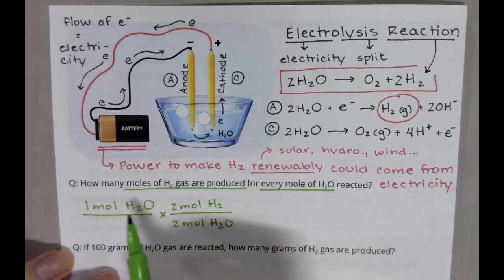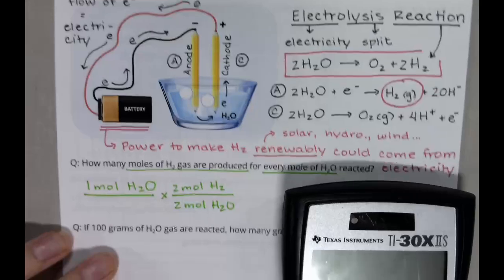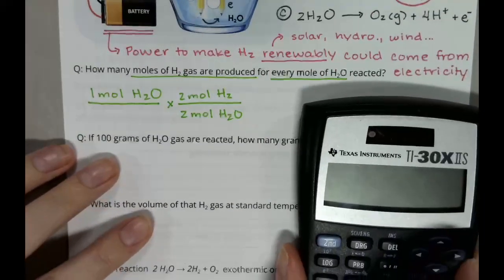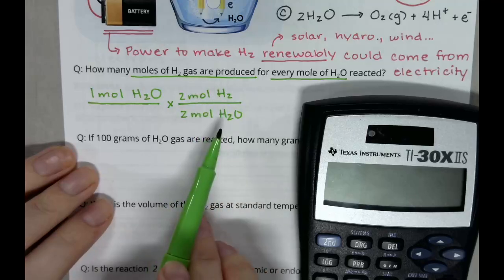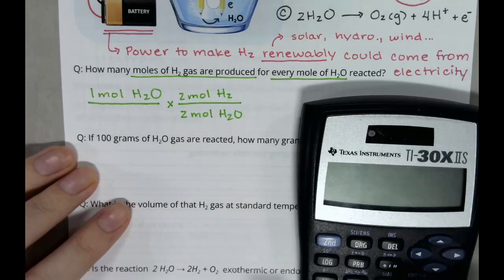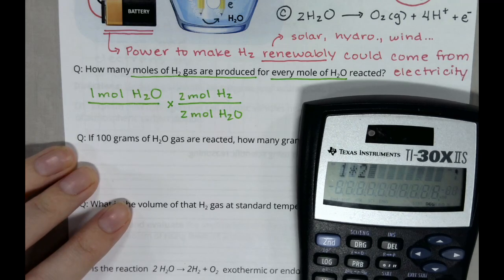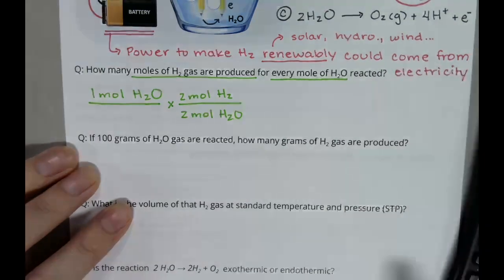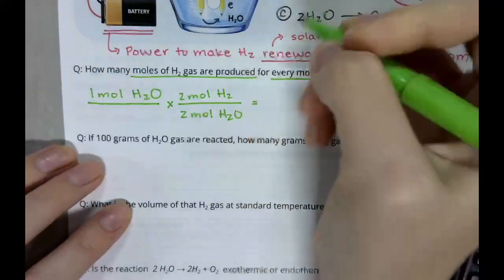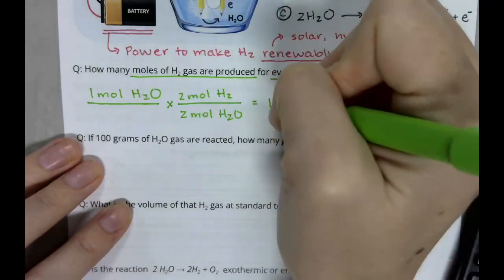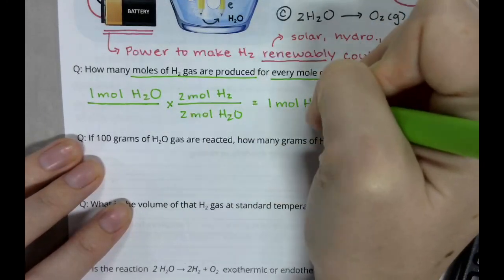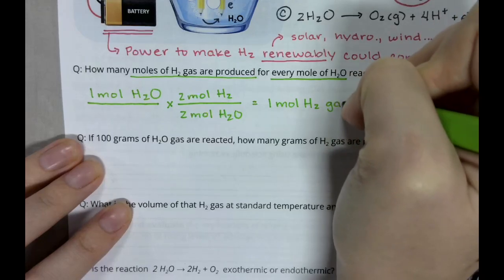Okay? So this is pretty simple math. I'm going to pull out the calculator anyway, just to give myself a little practice with this. But to do this, we can multiply across and then divide by whatever's on the bottom. So 1 times 2 divided by 2. I'm betting that most of you can do this in your head, so you don't have to pause here. But 1 times 2 divided by 2 is 1. So for each mole of H2O we react, we get 1 mole of hydrogen gas.